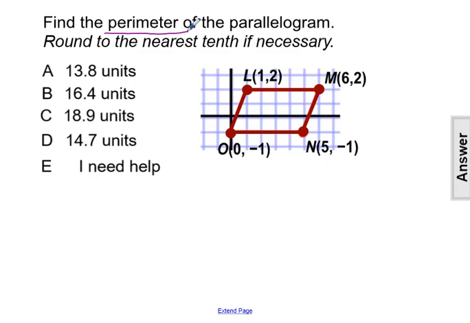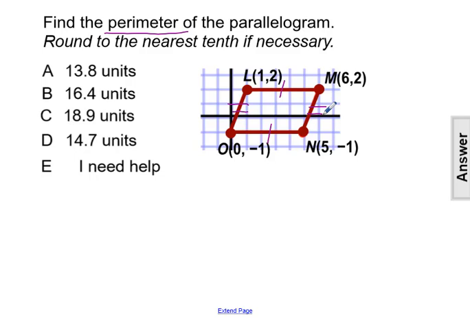Well, the first nice property of a parallelogram that will help us in this problem is that the opposite sides of a parallelogram are congruent. So we don't have to find and calculate the length of all four sides. We can only find the length of two of them, and then we would multiply by 2 because we would have two of those same lengths.